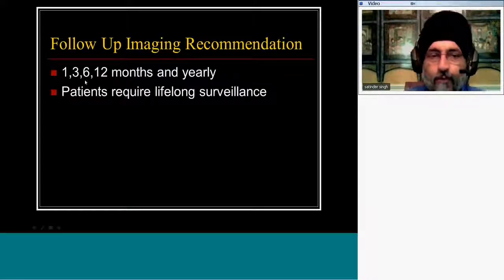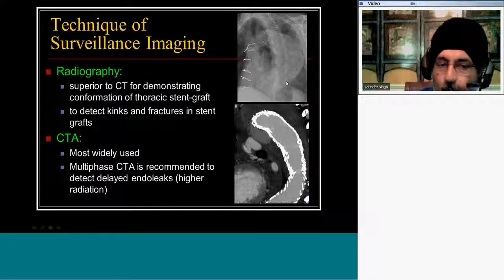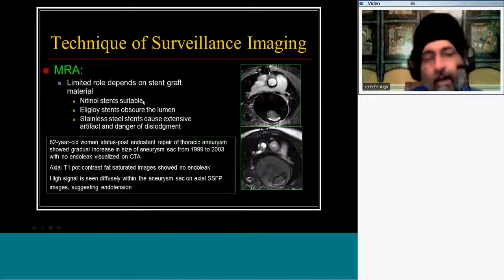So follow-up recommendations of imaging are usually at 1 month, 3 months, 6 months, 12 months, and then yearly, and definitely these patients after aortic stent require lifelong surveillance. So what are the techniques of surveillance? Radiographs are very common to detect stent fractures. They can detect any kinks also. CTA is actually most commonly used. It will detect the endoleaks and various other complications. Some people, in fact, do multi-phase CTs for looking for a slow leak, which can be detected on delayed CTs.